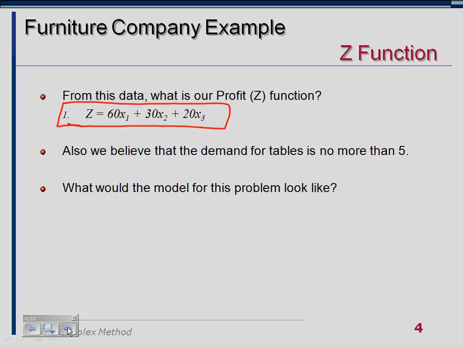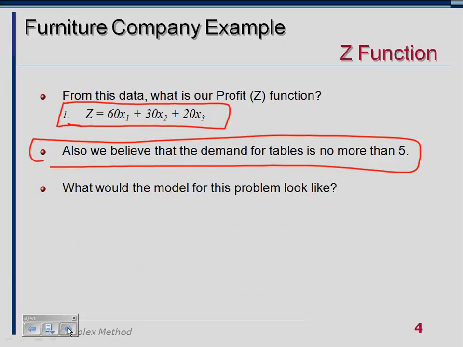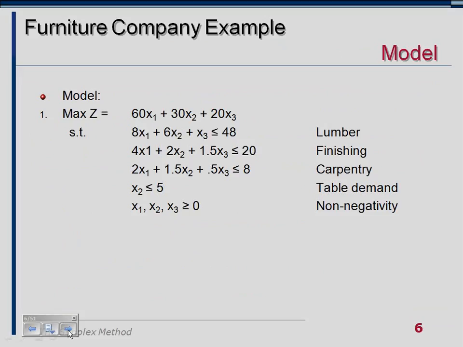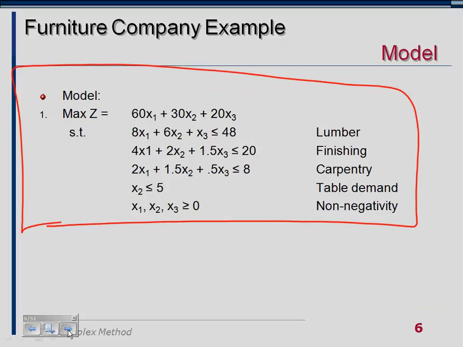Now we believe that we can't sell any more than, say, 5 tables a month. So what would the model look like? Well, here are how many board feet of lumber we have, say, per day, week, whatever it is. This is how much time we have allocated for finishing hours, and this is how much time we have allocated for carpentry hours. So my complete linear programming model will be this right here. I want to maximize my objective function, which is 60x1 plus 30x2 plus 20x3, subject to these.